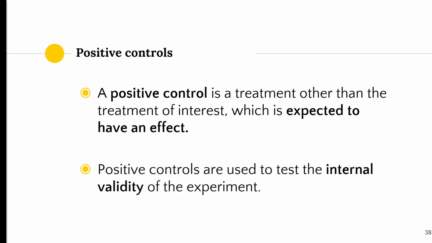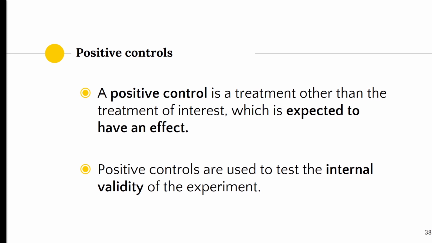A positive control is a treatment that is included to test some aspect of the internal validity of the experiment. Basically, it's there to demonstrate that the experiment is in fact capable of revealing treatment effects when they exist. It's not necessarily very interesting in and of itself. Basically, when we have a positive control, we have a very clear expectation of what that control is going to do to our dependent variable, our variable of interest.